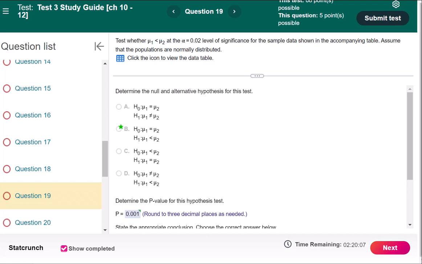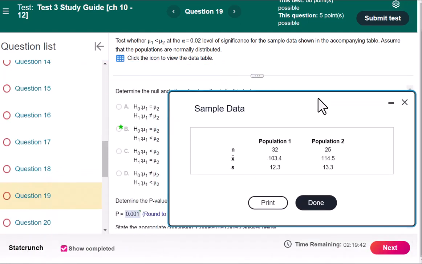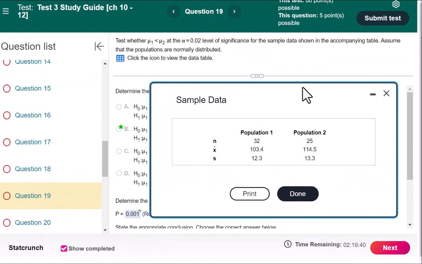Question 19. Test whether mu1 is less than mu2. When he puts mu1 and mu2, that means the samples are independent. Then he will use a two-sample t-test here. Alpha is 0.02, and he gives us some data right here. Okay. So we have the sample sizes for the two samples. We have the means of the two samples and the standard deviations. So this is going to be a two-sample t-test.